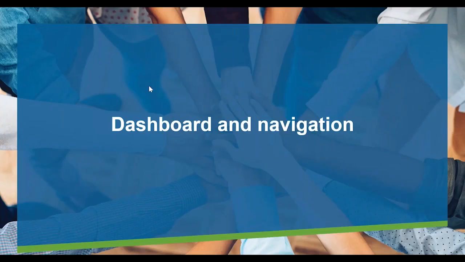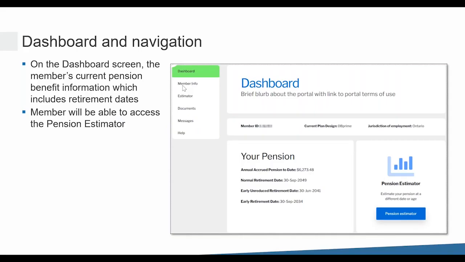Now I will walk you through the dashboard and navigating the member portal. The dashboard will display the processes available to the member on the left-hand side of the page. The dashboard is the home page, which will display the member's current pension benefit information, which includes retirement dates. The processes on the left-hand side of the dashboard are the different options available to the member, such as access to the pension estimator.